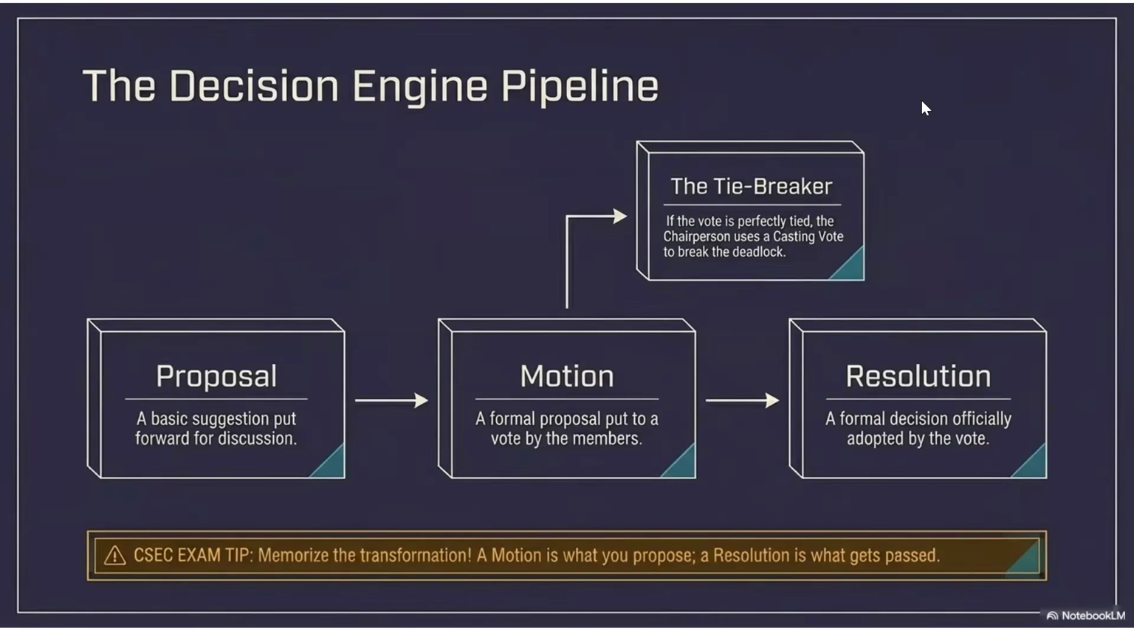Now, let's say there's a tie in the votes. The chairperson, the person who is organizing, running and leading the meeting, would have the final say. They would use something called the casting vote, and the casting vote will be the decision maker. And then the resolution will be the formal decision after the vote was made.